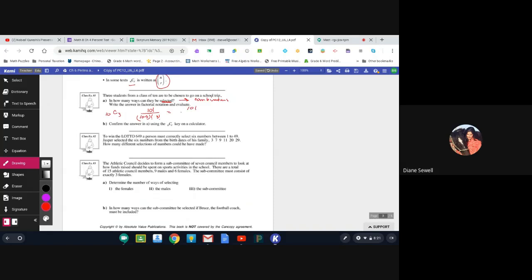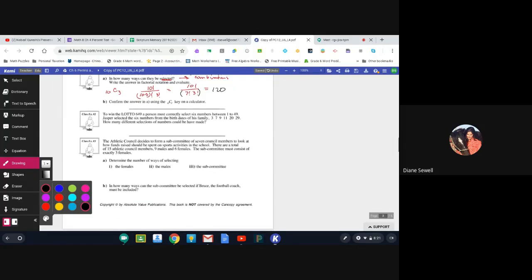So you get like that. And when you type it all in your calculator and divide carefully, being sure that when you use your calculator, you put the bottom in brackets, you'll get 120. You should try that. And you can, of course, use the calculator key if you want to.